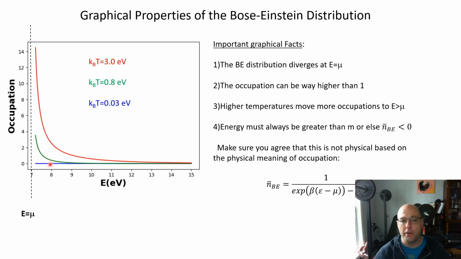As you go to higher temperatures, you have higher occupancy at energies above the chemical potential mu. So at low temperature, in the blue curve, there's almost no occupancy at high energy, and then as you increase temperature, the occupancy at that high energy goes up and up and up.